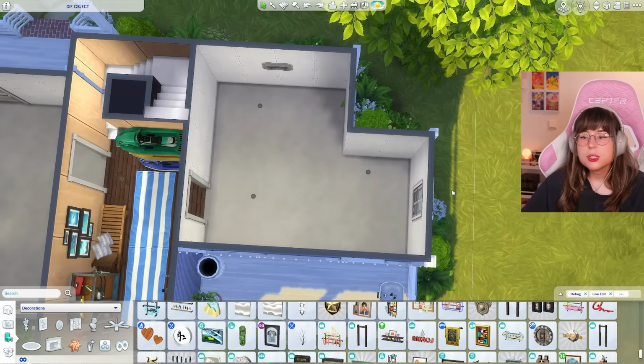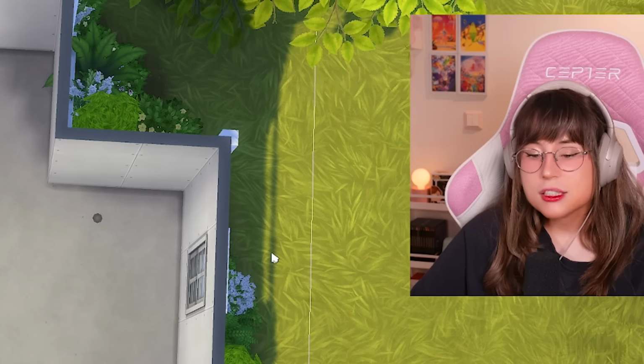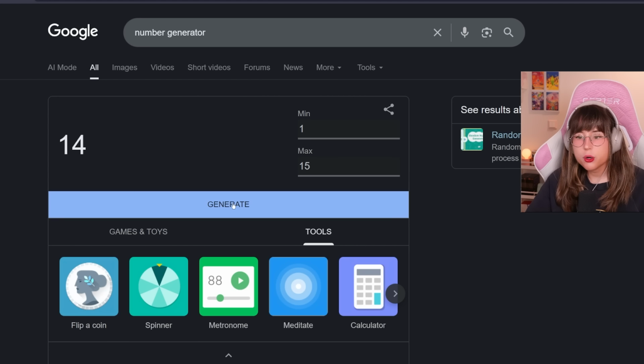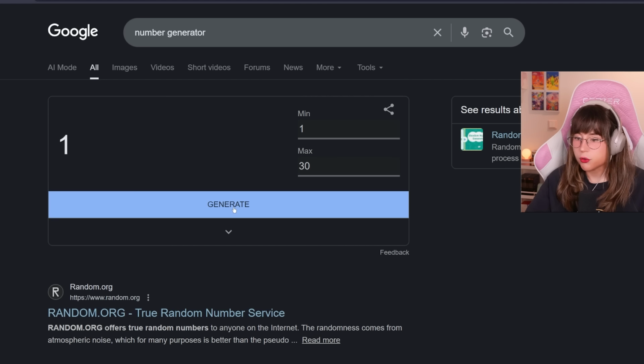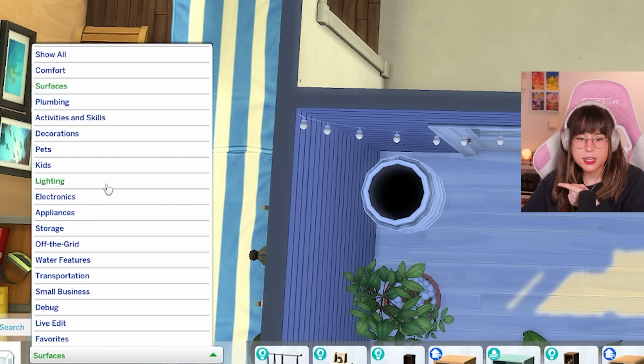Let's move over to the kitchen and dining. And let's generate for a new item. So the main category, 11. Under category, number 6. Line, number 1. Ooh. And item, 3. Okay, so 1, 2, 3, 4, 5, 6, 7, 8, 9, 10, 11. Storage, category number 6.